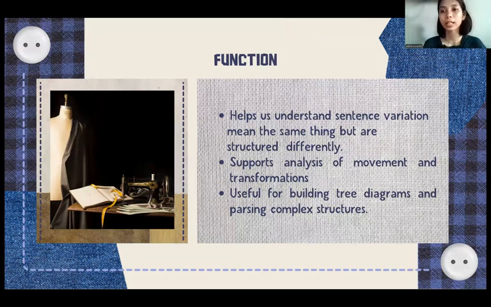Okay, so next we're going to talk about the function. The function of this is to help us understand sentence variation, where sentences mean the same thing but are structured differently. The next is that it supports the analysis of movement and transformation. And the next is that it is useful for building tree diagrams and tracing complex structures.